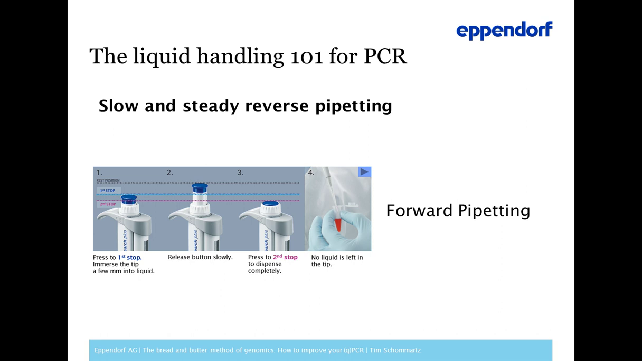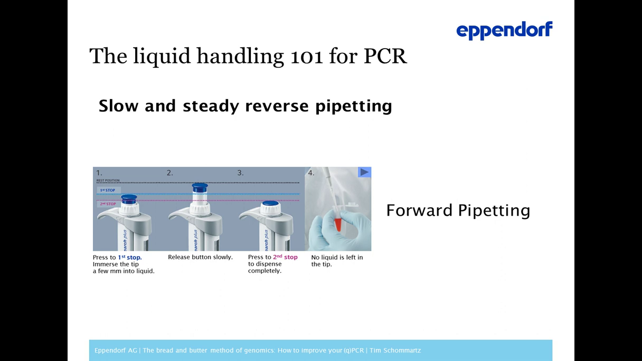So regular pipetting, what you know in the lab, is what we describe here as forward pipetting. So if you have a manual pipette, you press down to the first stop, then you immerse your tip into the liquid, and then you slowly release the button. And when you want to release your liquid, you press it all the way through to the second stop. And by that, you're pushing out all of the liquid.